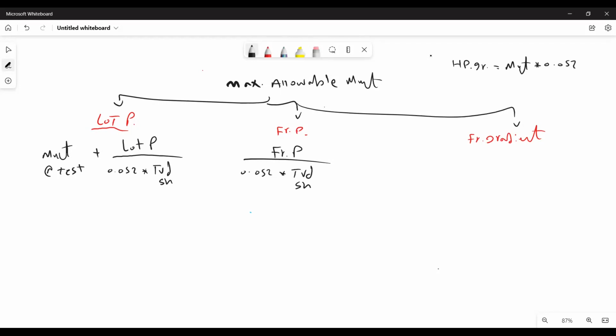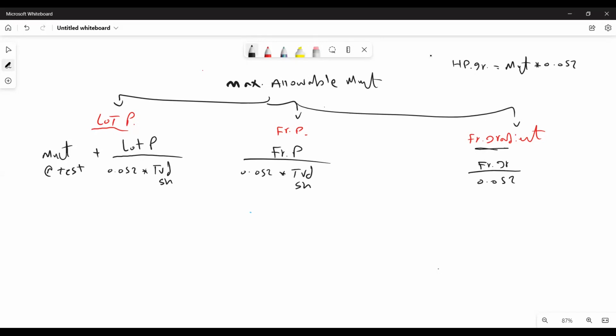If he gives us fracture gradient, if you remember from yesterday, we have hydrostatic pressure gradient, or pressure gradient, equal to mud weight times 0.052. So once he gives us fracture gradient and asks for the maximum allowable mud weight, the equivalent mud weight, we need to take the gradient and divide over the constant. So here, take the fracture gradient and divide over the constant 0.052. So now you get the maximum allowable mud weight.